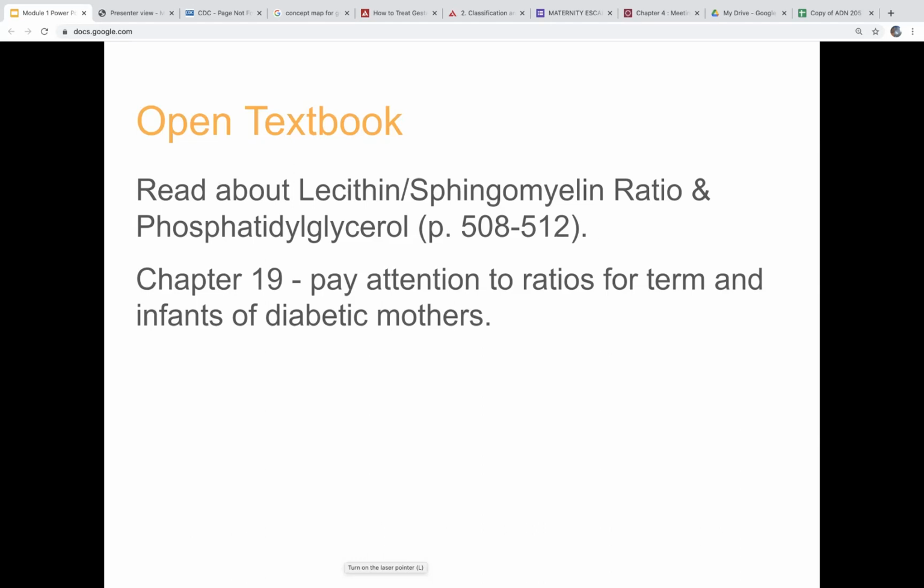So in a non-diabetic mom, a normal finding is 2:1. In a diabetic mom, a normal finding is 3:1. All right.